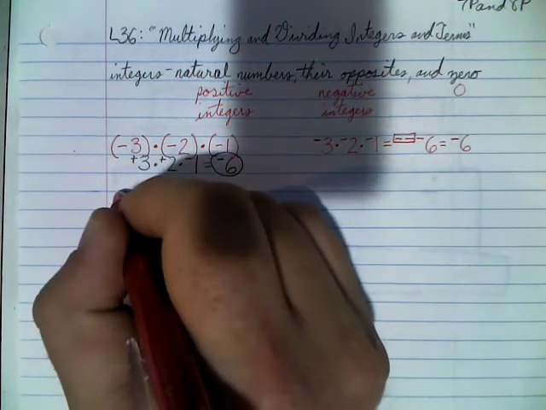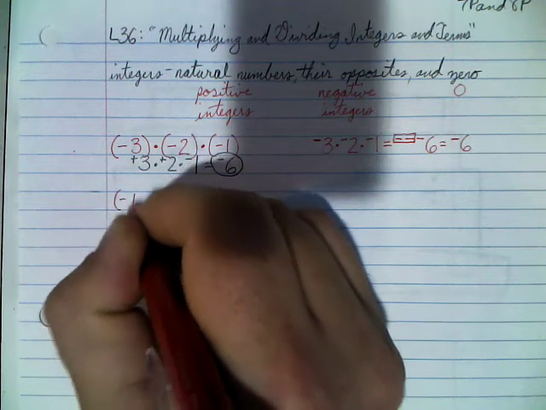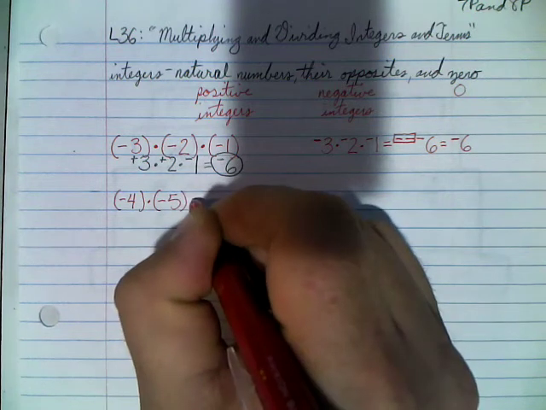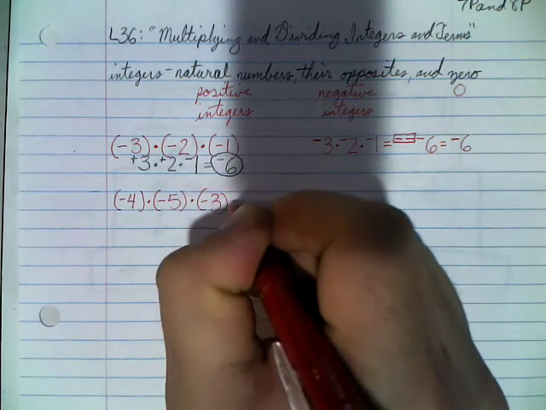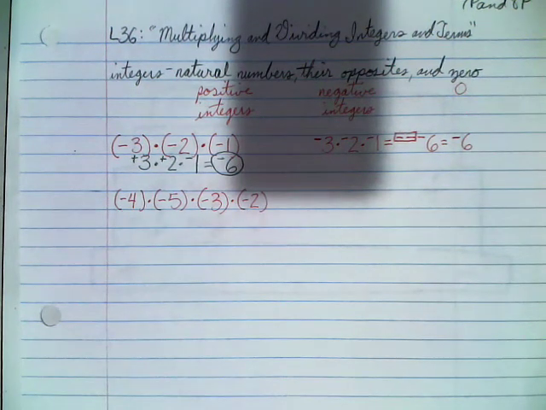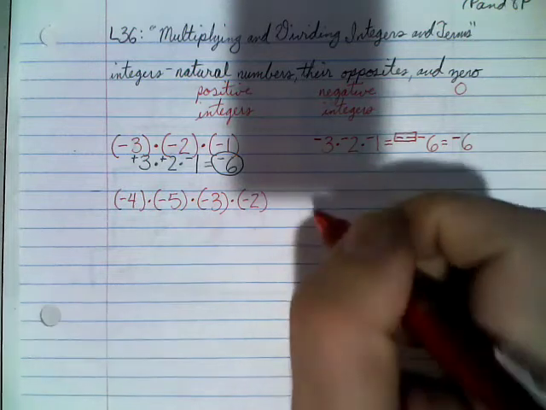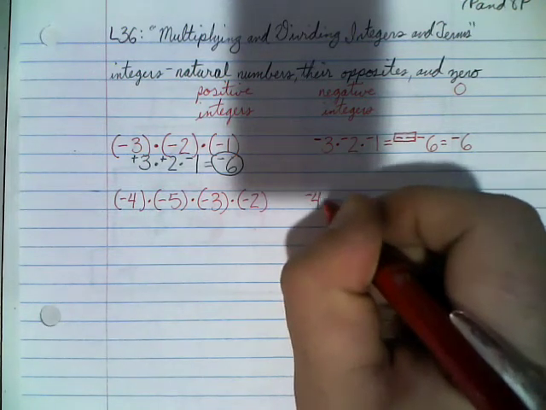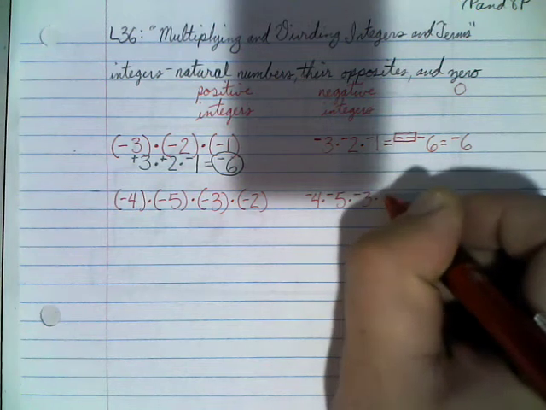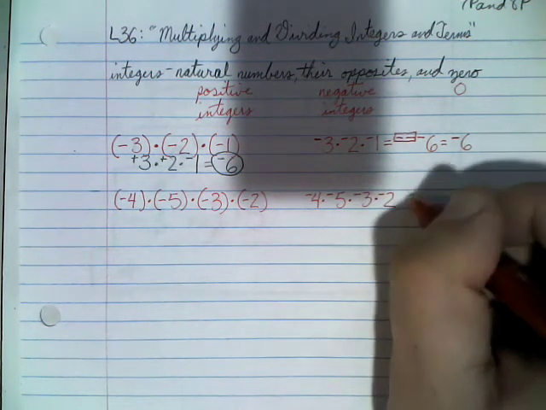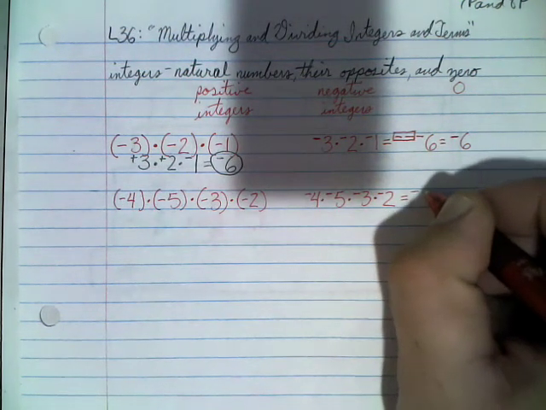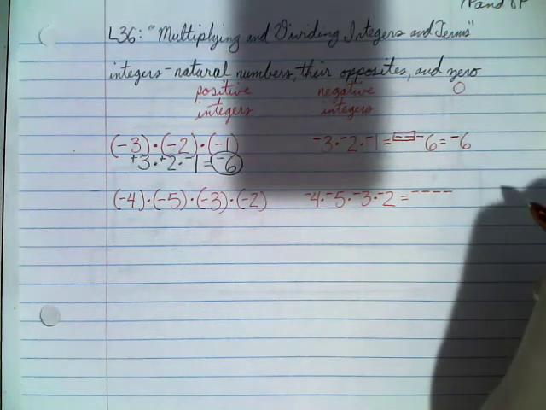Try out another one here. This time, let's go negative 4 times negative 5 times negative 3 times negative 2 is what you might see in the book. So again, if we just kind of think this through then, so negative 4 times negative 5 times negative 3 times negative 2, well, multiplication is the tag along operation, so technically all 4 of those negative signs would tag along to the answer.